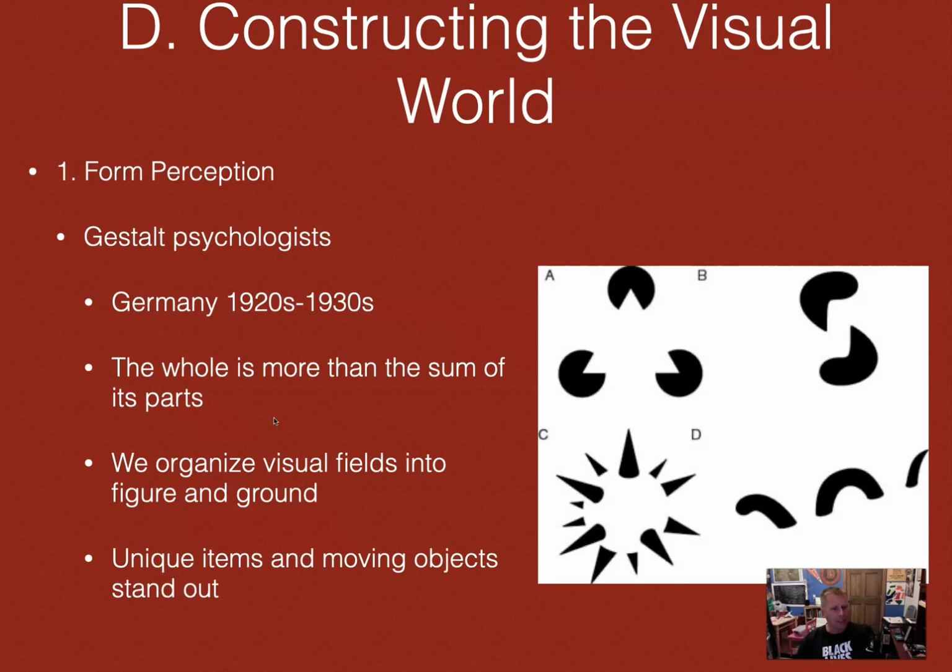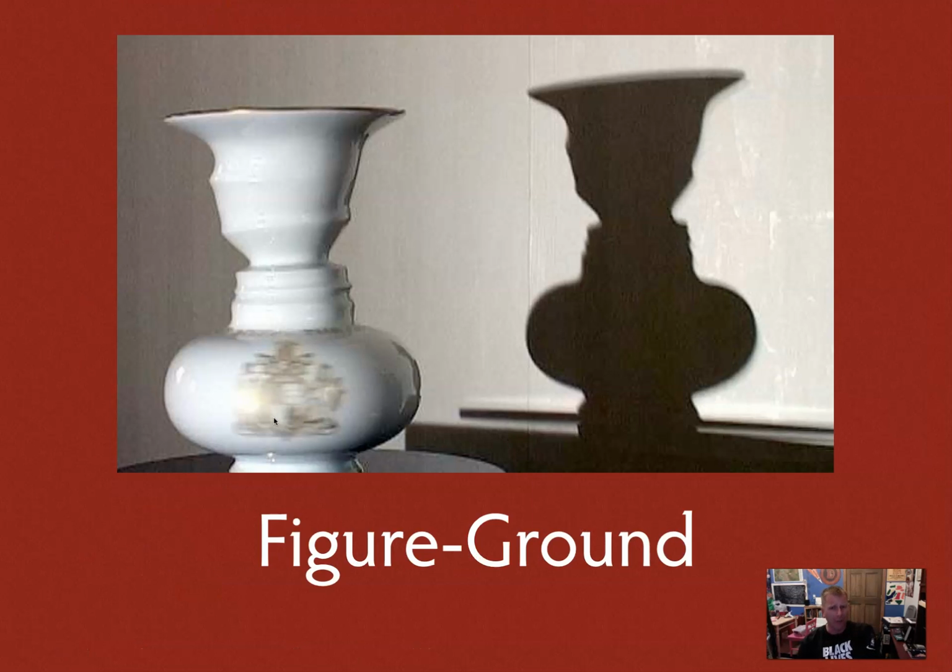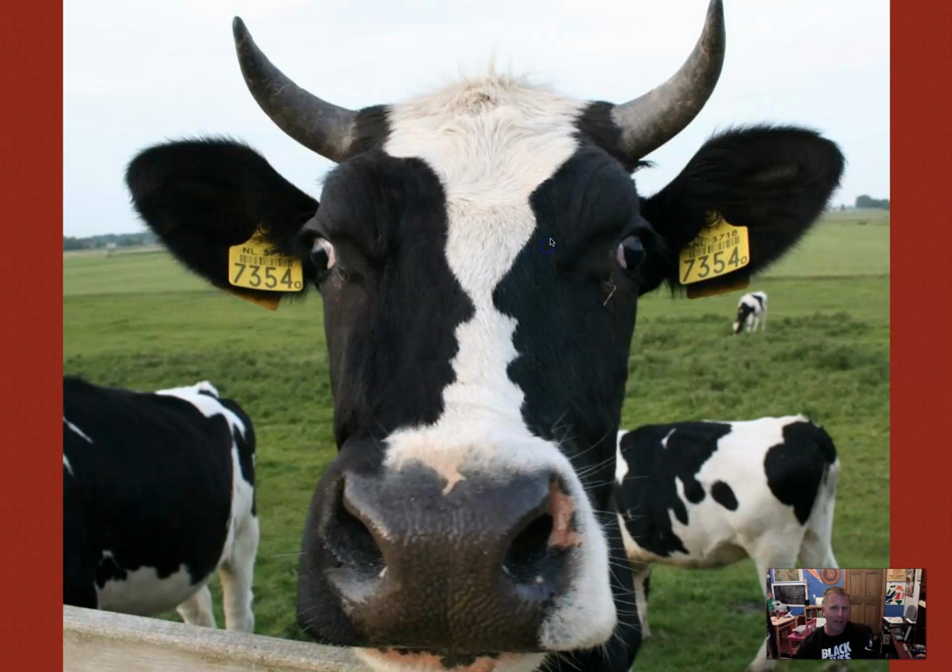And so we do these things. Unique items and moving objects stand out. They catch our eye. It's very normal to do. And there are other Gestalt principles to follow. Figure ground. If we look at just the vase here, we just see a vase. But when you reverse it, and suddenly the figure and the ground are reversed, then you can see the 2 faces, the shadows on the wall.